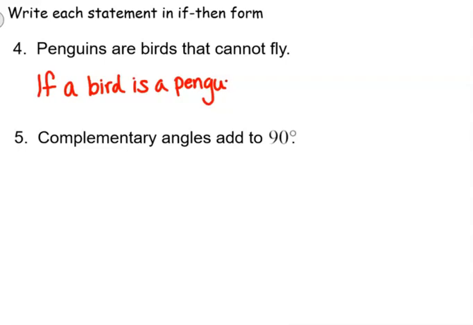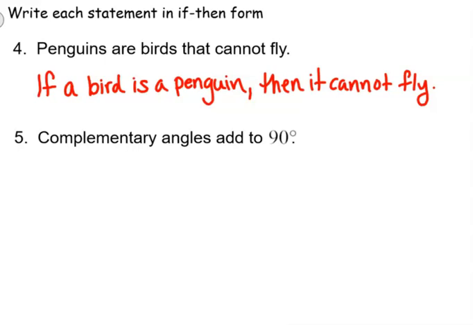Meaning that if the bird I'm looking at is a penguin, then it cannot fly. So I didn't question whether penguins were birds. I'm questioning if the bird I'm looking at is a penguin, then I know it cannot fly. So take a moment and try number 5.